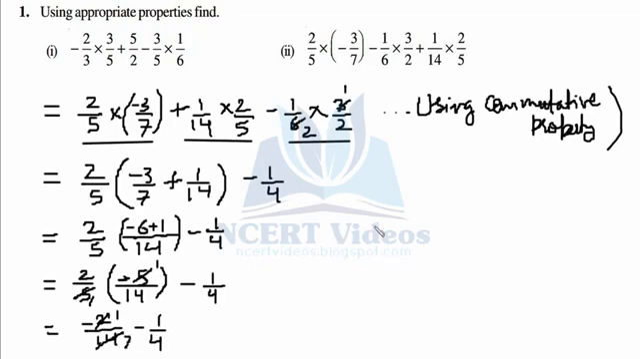Now due to space issues, we're writing it here. You have to just continue it downwards. So it is negative of 1 over 7 minus 1 over 4.